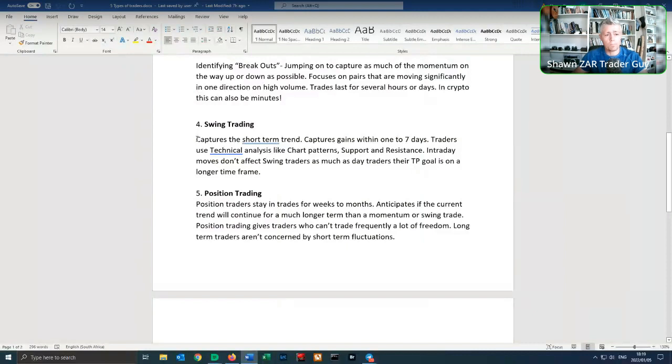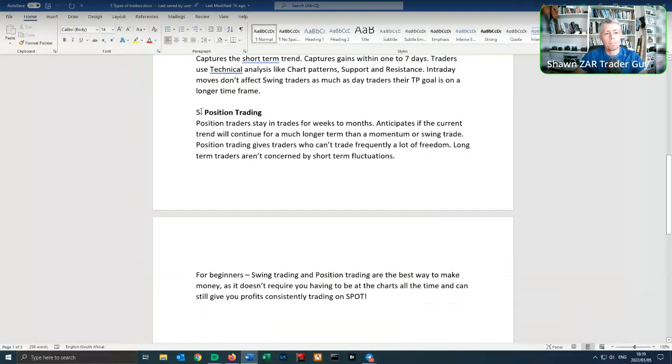So swing trading captures a short-term trend, and it captures gains within 1 to 7 days. Traders use technical analysis like chart patterns, support and resistance. Intraday moves don't affect swing traders as much as day traders. Their TP goal is on a longer time frame.